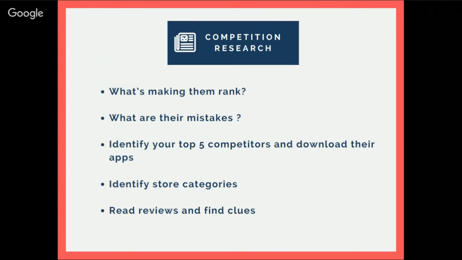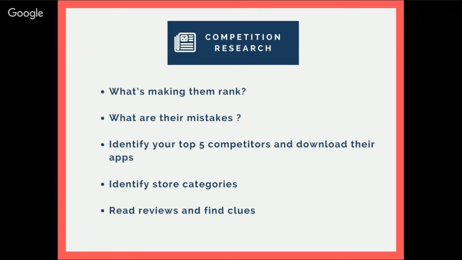You have to find out answers to what's making them rank, and what mistakes they are making that are probably making them rank 10th as compared to 5th. Then identify your top 5 competitors and download their applications, study them well, and identify the store categories they are in. If you are, let's say, creating an application for dating, are these people under some category such as lifestyle, or under the dating category, or under the social category? Read reviews and find clues. Try to find how people are able to search for them, how people are able to discover these applications, and what clues you can make out of it. It's again connecting the dots.